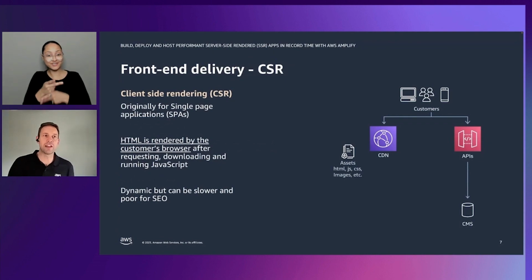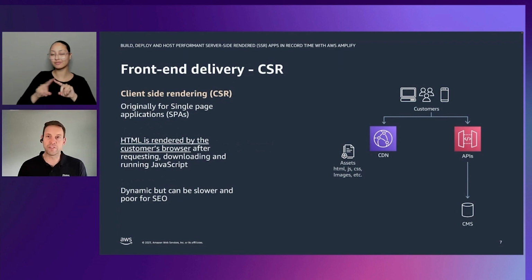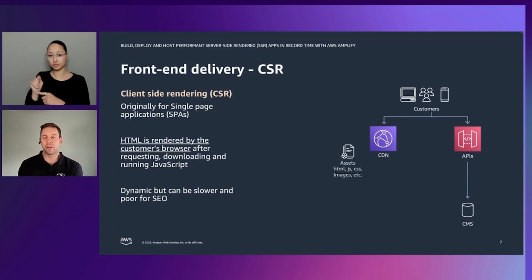Okay, we're going to change gears now. We're going to look at some different front-end delivery methods that you would use on the web. First up is CSR, which stands for client-side rendering, and it's commonly used with React apps. Now, what happens here is your application is JavaScript. It sits on a CDN, and your customer downloads that, and then they run JavaScript, and the rendering of that HTML is done by your customer's device.